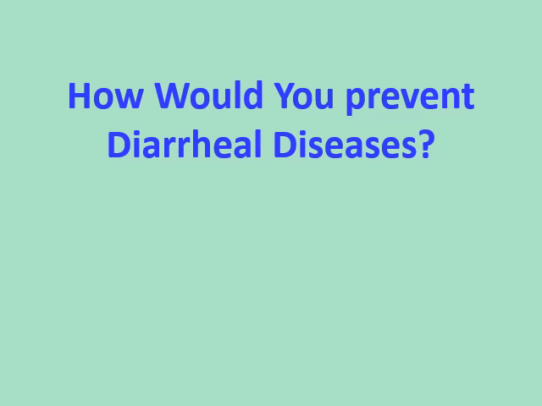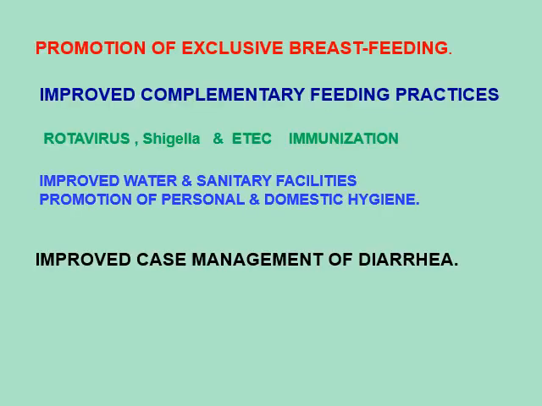How would you prevent diarrheal disease in children? First of all, you have to promote exclusive breastfeeding at least in the first 6 months of life, or continue up to 2 years, especially in developing countries. Improve complementary feeding practice. Here, the family should take care of complementary feed, especially bottle feed or other types of feed given to this child. Take care of the hygienic condition. Sterilization of the bottle is very essential.